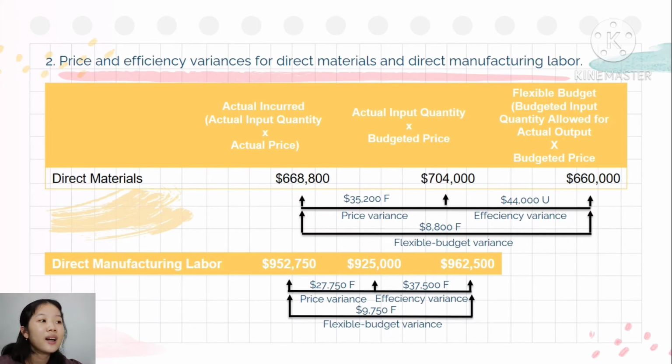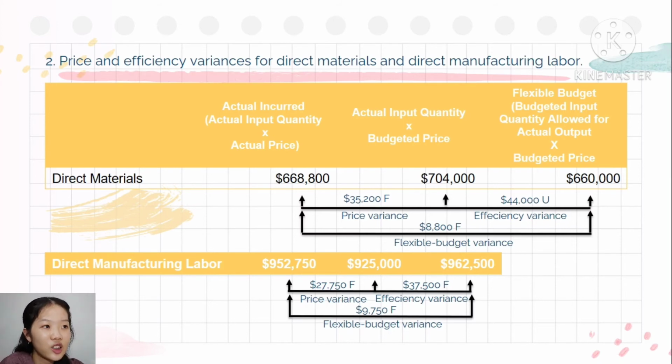But why is the result unfavorable? Because the actual input quantity times budgeted price is higher than the flexible budget, which has been planned before. After that, the flexible budget variance can also be calculated from the actual and the flexible budget. We get $8,800.